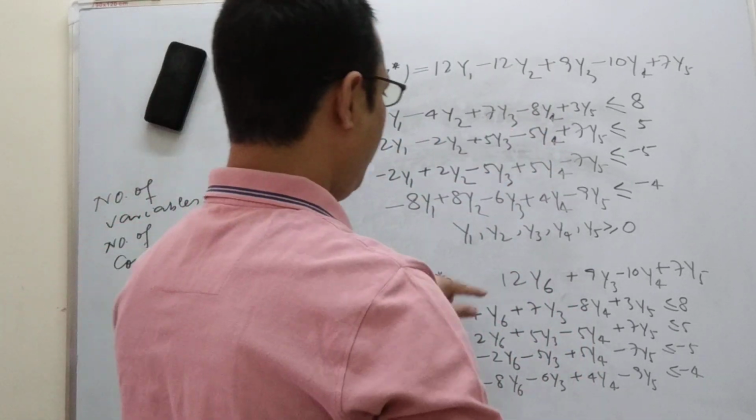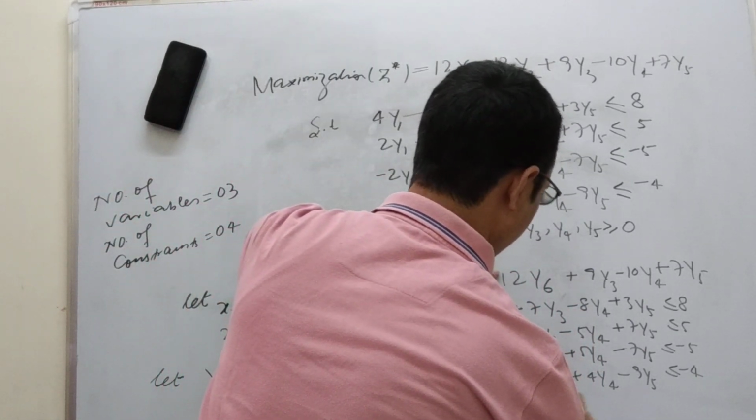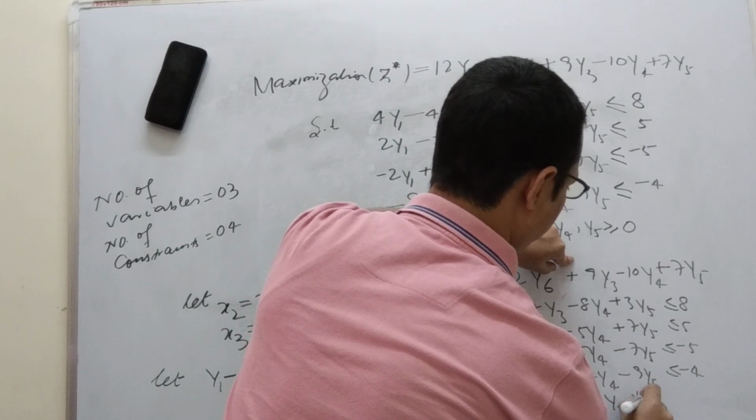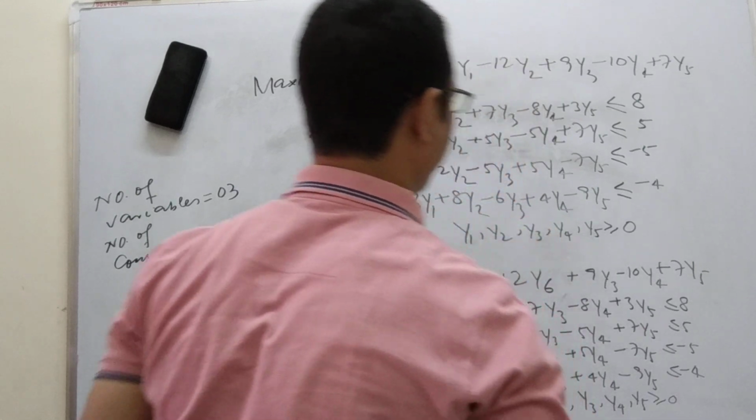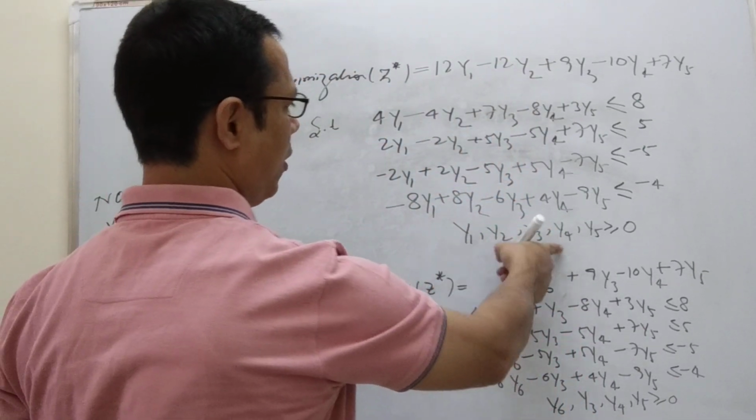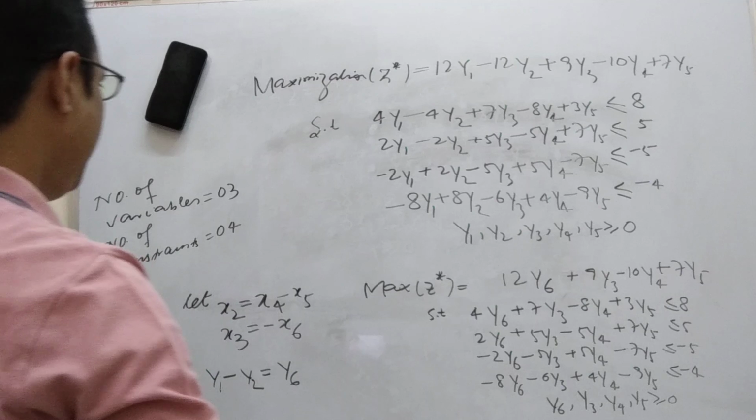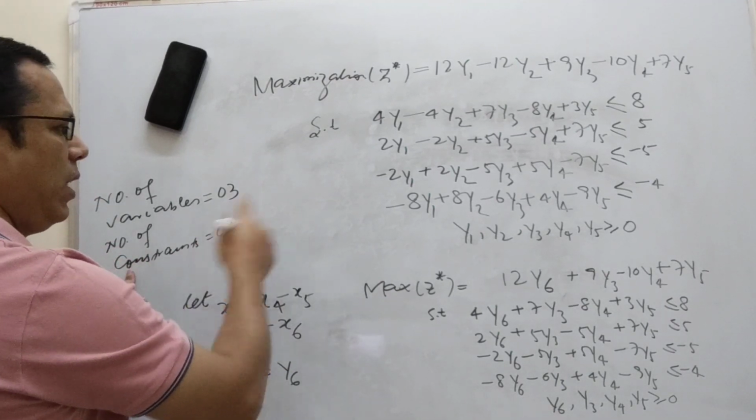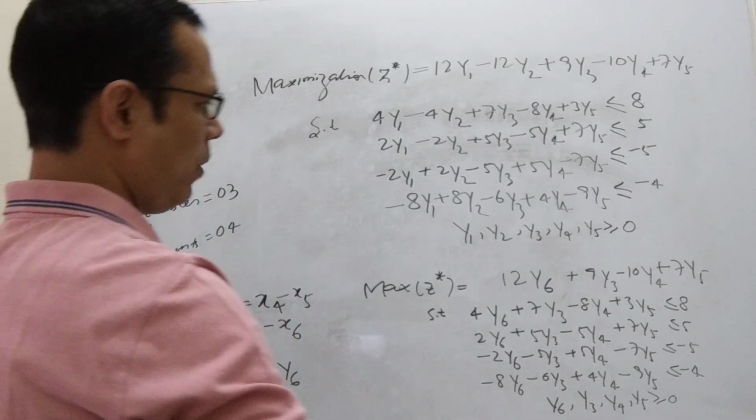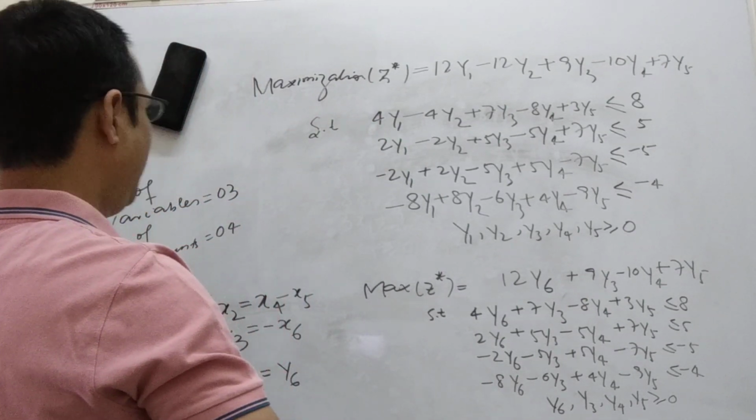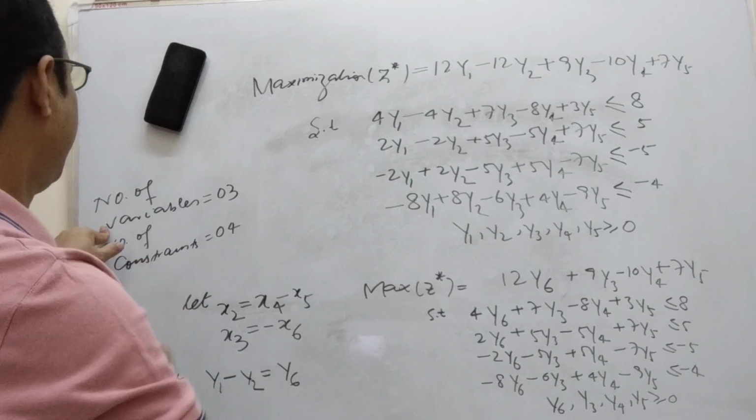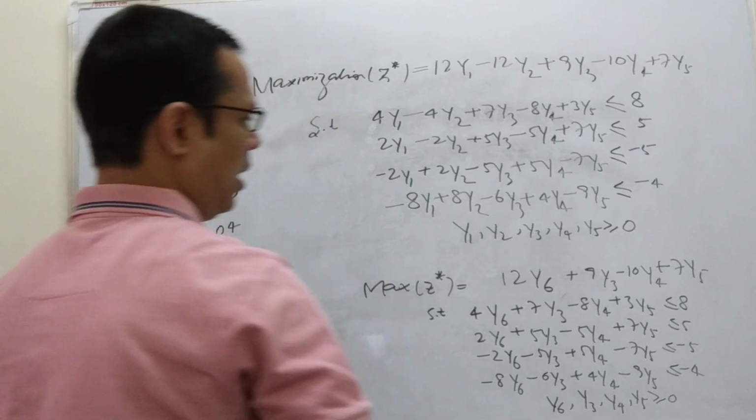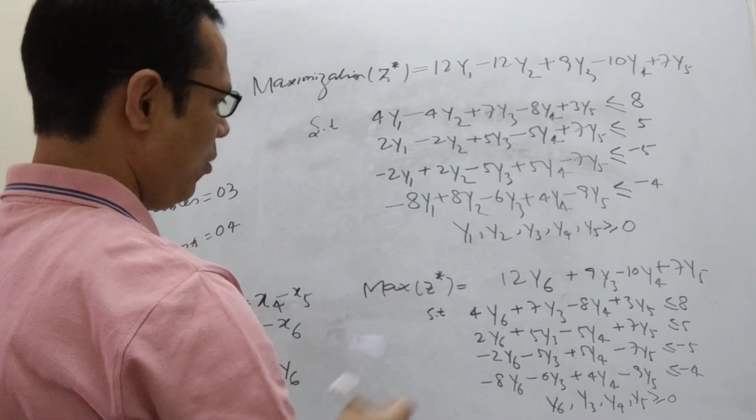But here, how many variables? y6, y3, y4 and y5. These 4 variables must be greater than or equal to 0. So from 5 variables, 2 variables have been replaced, giving 4 variables. Now the variables condition is satisfied because constraints are 4, it means variables must be 4. But here the number of constraints must be 3, but here the number of constraints are 4. So how will this condition be satisfied, we will see here.